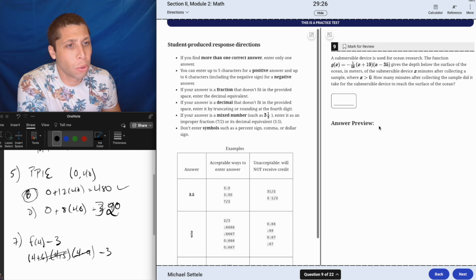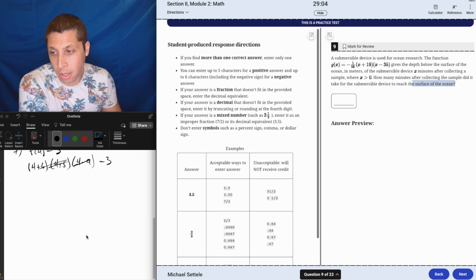A submersible device is used for ocean research. The function whatever gives the depth below the surface of the ocean in meters of the submersible device x minutes after collecting a sample, where x is greater than 0. How many minutes after collecting the sample did it take for the submersible device to reach the surface? So reaching the surface is a depth of 0. Right? And so the function gives the depth. So we want this equal to 0.